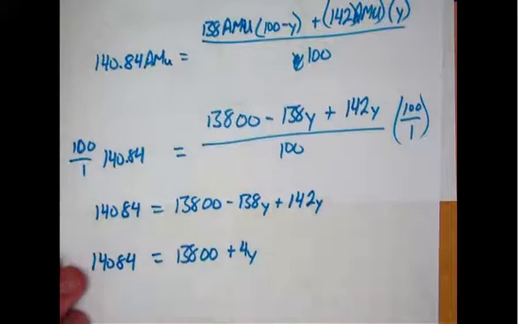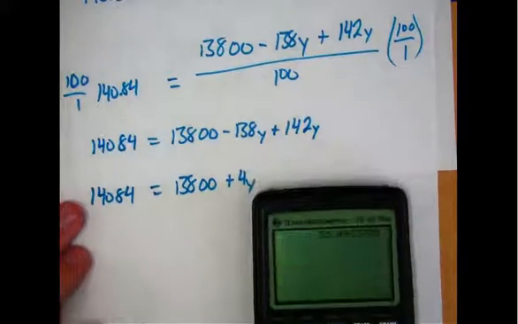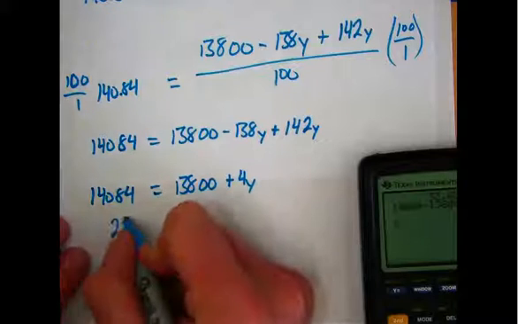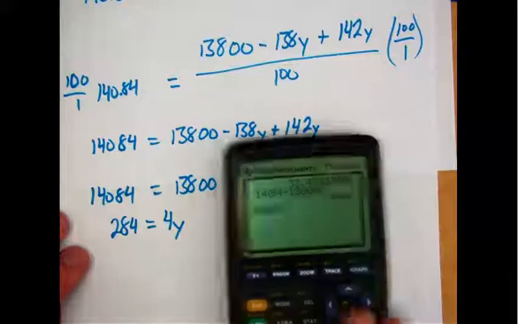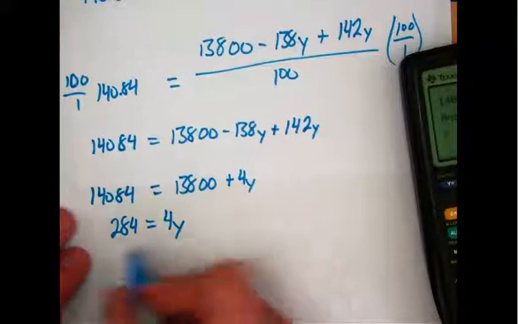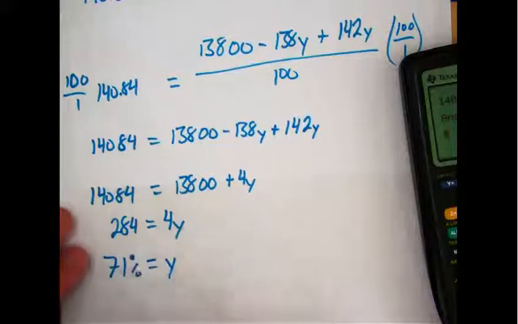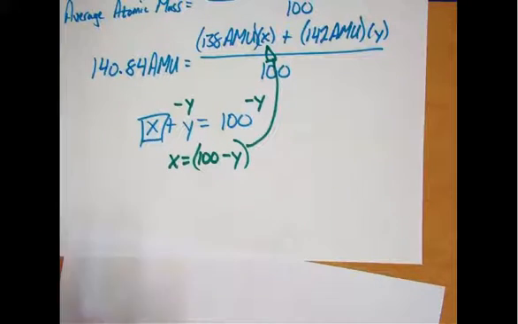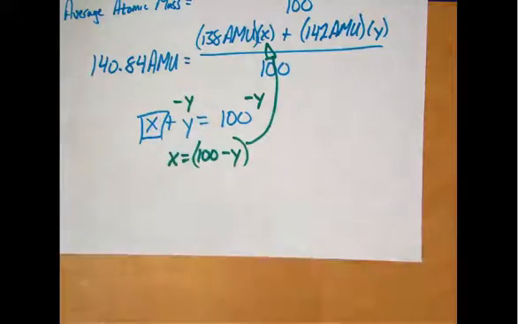140.84. Now we can subtract 13800 from 14084, which gives us 284 equals 4y. Divide 284 by 4 gives us 71%. Y should equal 71%. Remember, these are whole numbers. Now we can go back. It'll be much easier to plug 71 in for y up in this equation right here to solve for x to get our second variable.